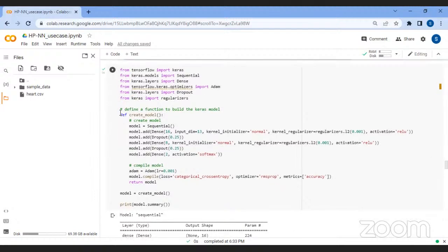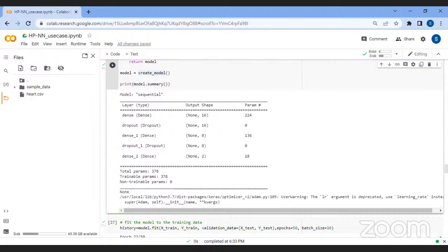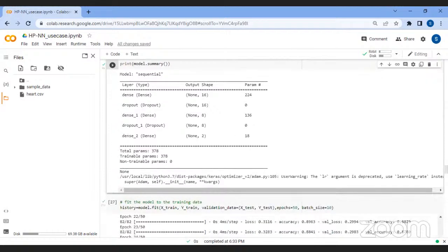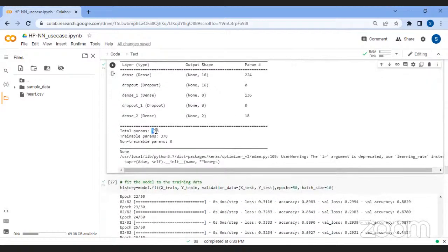We have defined one function, create_model, to build the Keras model. Here we can see we have used different functions and dropout functions to create this model, known as Sequential. In total we have 378 parameters, the trainable parameters are 378, and the non-trainable parameters are 0.